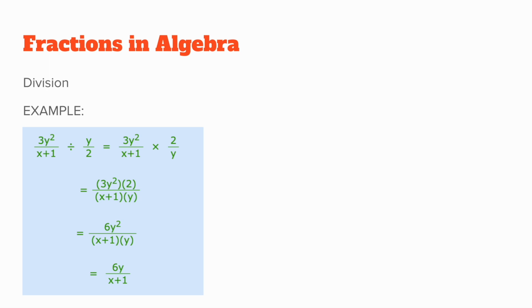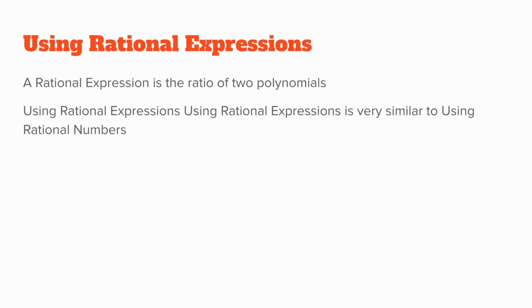Now let's move to using rational expressions. What are rational expressions? A rational expression is the ratio of two polynomials. Then how do we use this? Using rational expressions is very similar to using rational numbers. So let's look through adding rational expressions.